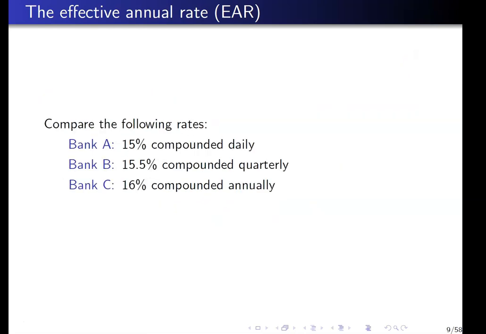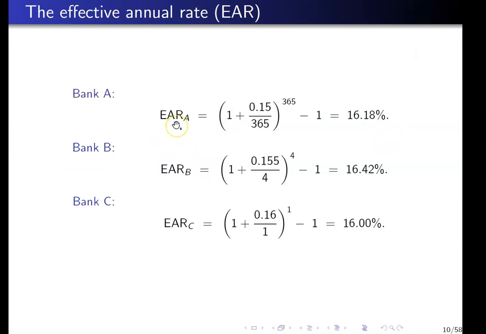So compare the following rates. Bank A, 15% compounded daily. Bank B, 15.5% compounded quarterly, 4 times a year. And Bank C, 16% compounded annually. So the EAR of the deposit we could make in Bank A, or the EAR of a loan taken from Bank A, is 1 plus 15% divided by 365 to the power 365, minus 1, which is 16.18%.